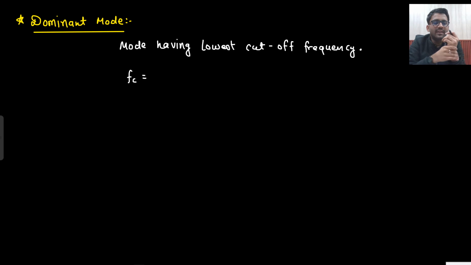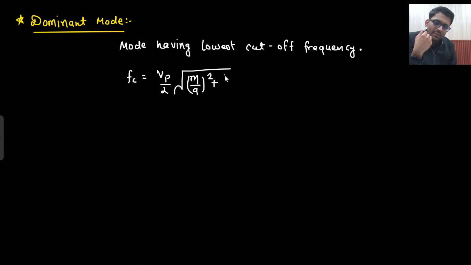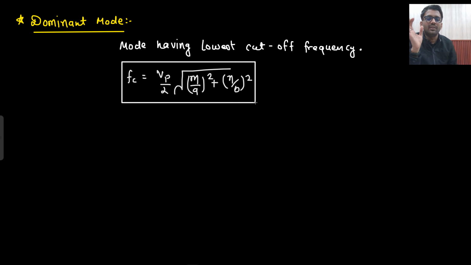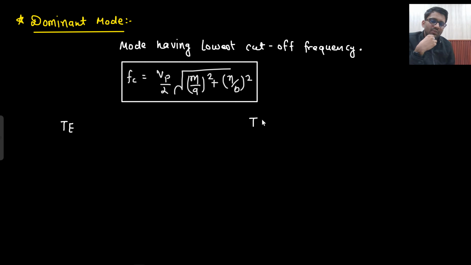And what is the meaning of that? That this mode will have the lowest cutoff frequency. What is the cutoff frequency formula? Vp by 2 under root m by a whole square plus n by b whole square. Now this Fc value you need to be minimum. What all modes are we having? TE and TM modes. And what is the minimum possible mode? Here the minimum possible mode is TE10 or TE01, and here the minimum possible mode was TM11. I hope you remember, this we wrote down.